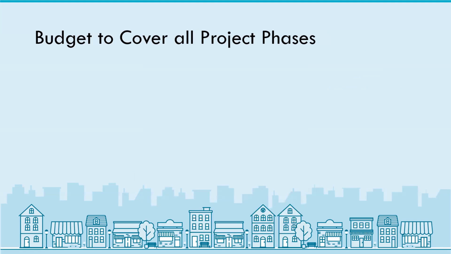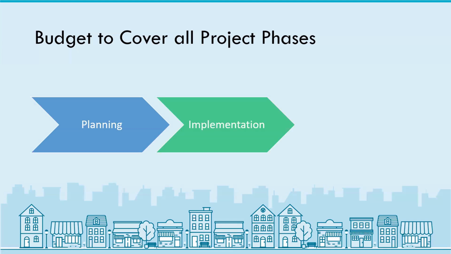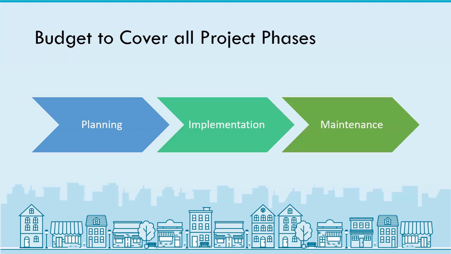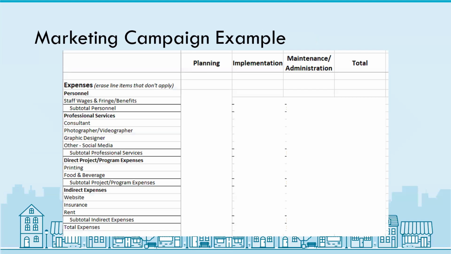Next, similarly to accounting for direct and indirect costs of our project, we must also consider all phases of the project: planning, implementation, and maintenance. Let's use an example of launching a marketing plan to fill vacant storefronts with new businesses. Here's one way of breaking down the budget into phases.